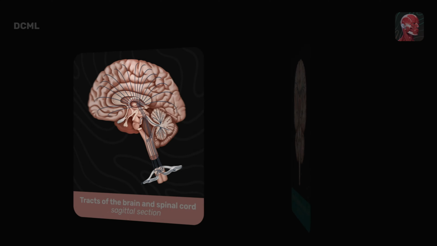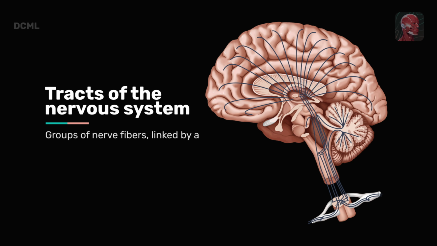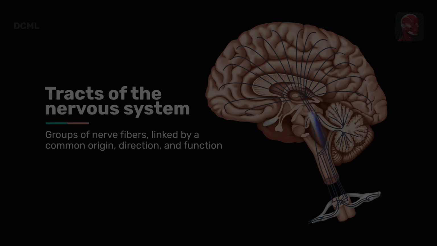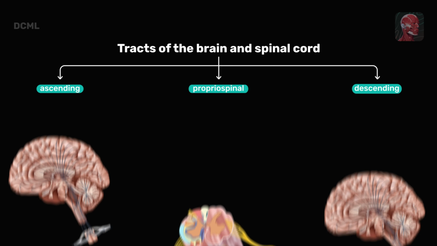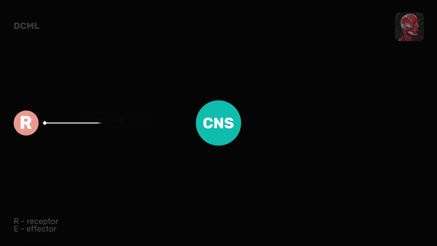In this video, we're going to discuss the anatomy and function of the tracts of the brain and spinal cord. The tracts within the brain and spinal cord are represented by groups of nerve fibers that are linked by a common origin, direction, and function. They interconnect different areas of the nervous system, providing control over all neural activity. There are three types of the tracts within the brain and spinal cord: ascending or sensory tracts, descending or motor tracts, and propriospinal tracts. Let's start with the ascending pathways.